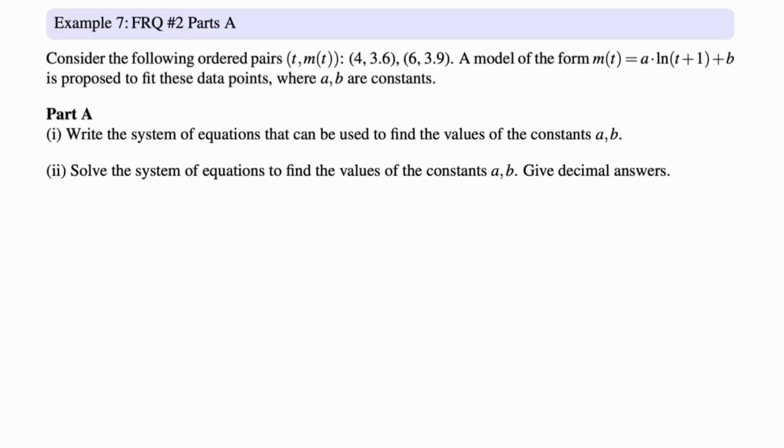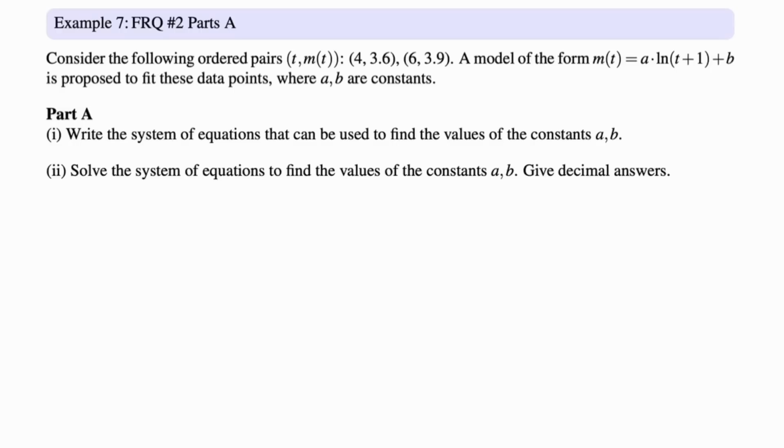So this is what part A will look like. Consider the following ordered pairs. There's going to be more context to it, but I just didn't feel like writing it out. You basically just read through a paragraph and pull out the ordered pairs that are in the paragraph. And then you look at the model that they give you, which they have to give you, and you just go from there. So (4, 3.6) and (6, 3.9). And then the model is a natural log of t plus 1 plus b.